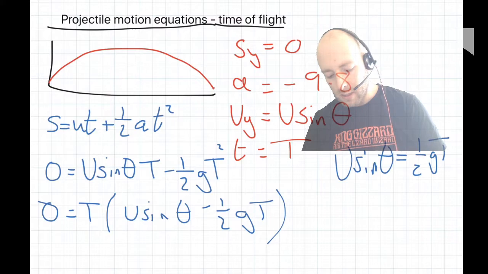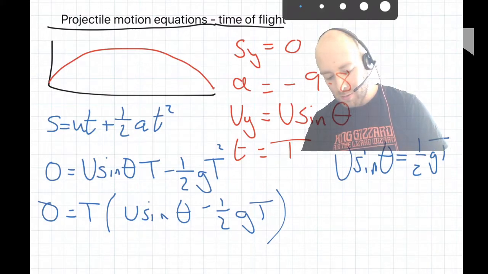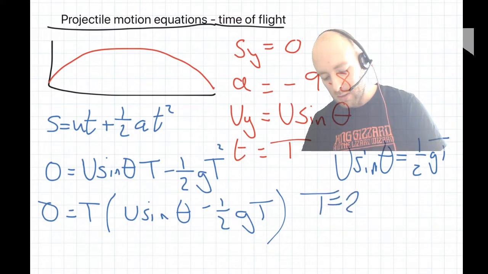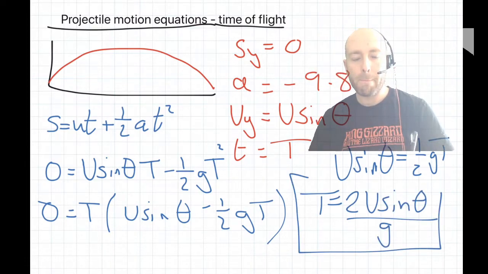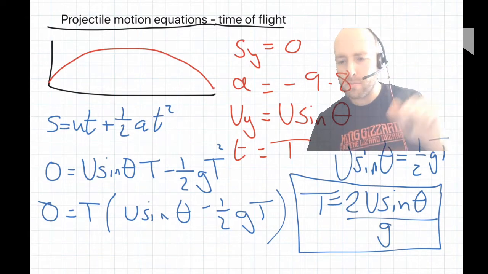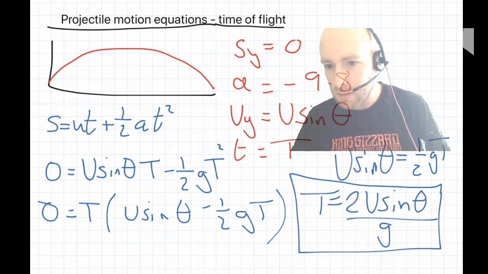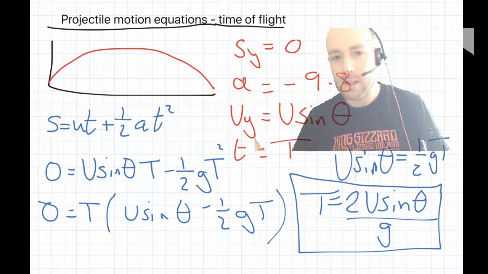And rearrange that to get, what am I looking for? T. T equals 2U sine theta over G. Good. Nice. Yes, Joan, you did get capital T. Yeah, it's good to fly.